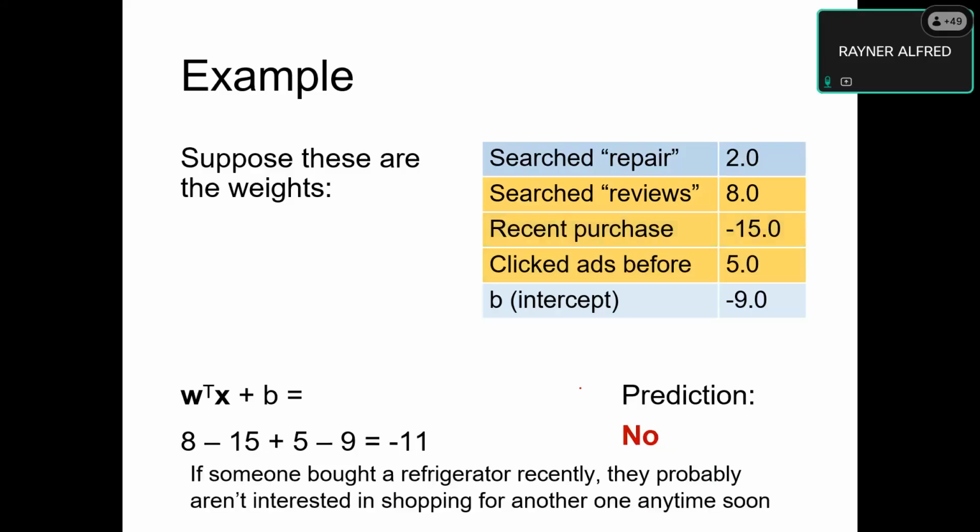So if we have this, you see if this guy has recently bought the refrigerator, so minus 15, a big deduction here. So the total is minus 11, so the prediction is no. If someone bought a refrigerator recently, they probably are not interested in shopping for another one any time soon.